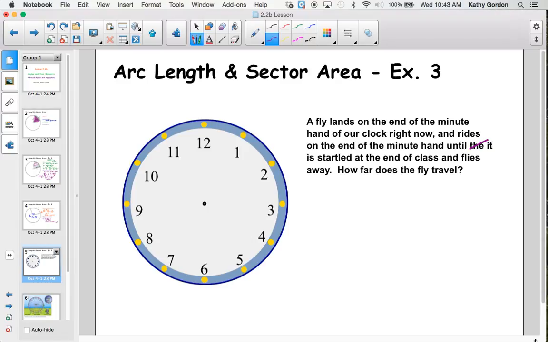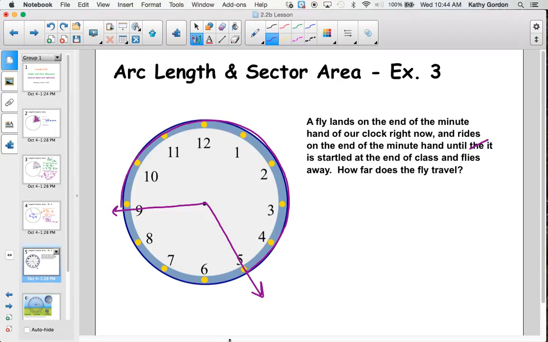So right now, what time is it? 10:45? We're not quite at 45. 10:44. About right there. What time does class end? When's the bell going to ring? 11:25. So he's got to ride this minute hand all the way over to here. Okay, so that's the situation.